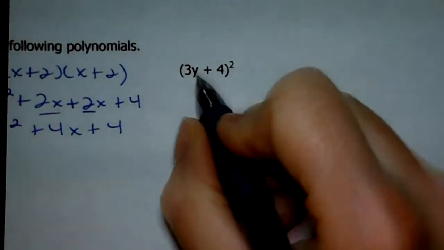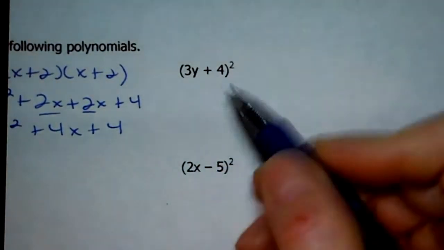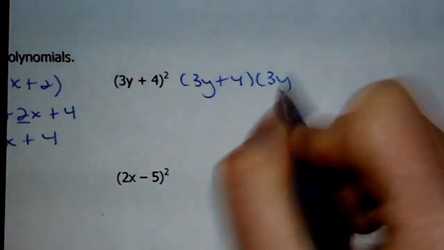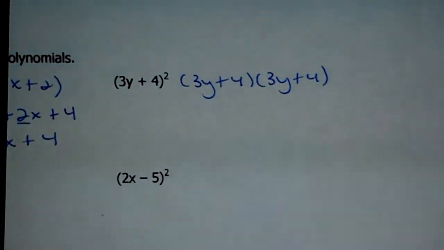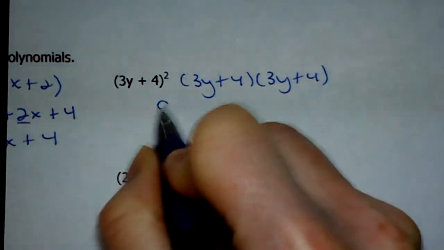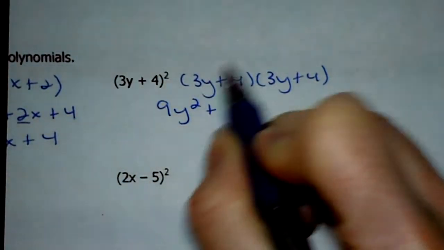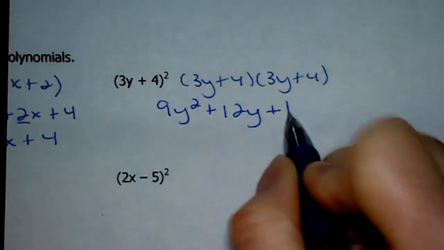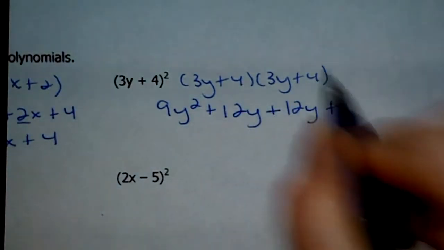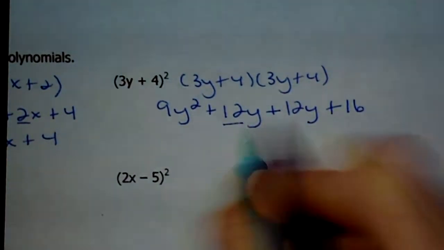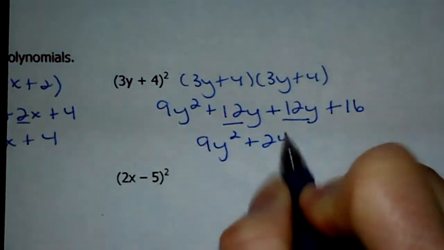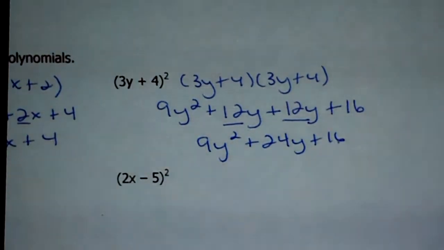Let's try another addition one. Remember, this doesn't just mean take 3y squared and then take 4 squared. This means that you have the quantity of 3y plus 4 twice. So FOIL it. First, 3y times 3y, 9y squared. Outside, 3y times 4 is 12y. Inside, 4 times 3y is 12y. And 4 times 4 is 16. So again, we end up with the same terms on the inside. So we get 9y squared plus 24y plus 16.